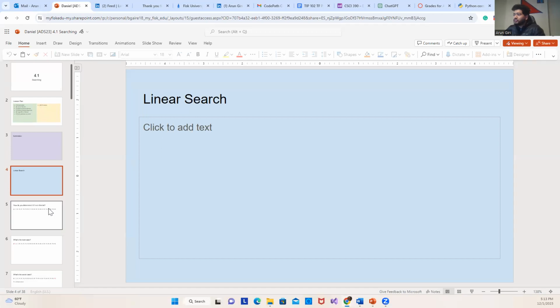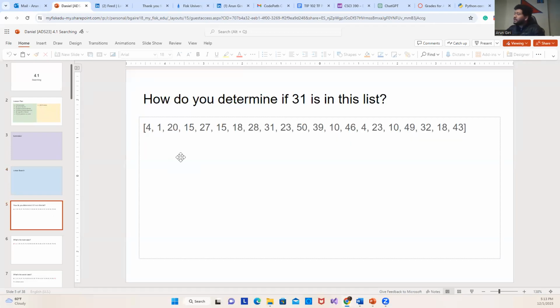So linear search. Let's assume that we have a list of numbers. One thing I want to ask is, how do you determine if the number 31 is in the list or not? The first thing you can do is just go through all the numbers. Like you can check if 4 is 31 or not, 1 is 31 or not, 20 is 31 or not. So you can just go through linearly. That's the human approach, the initial approach that everyone wants to take.